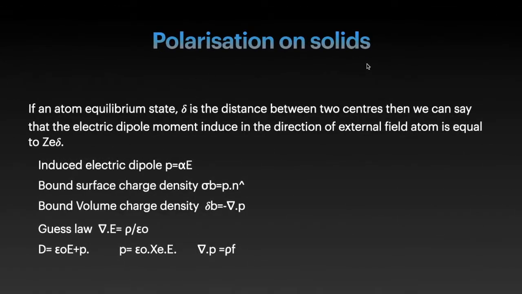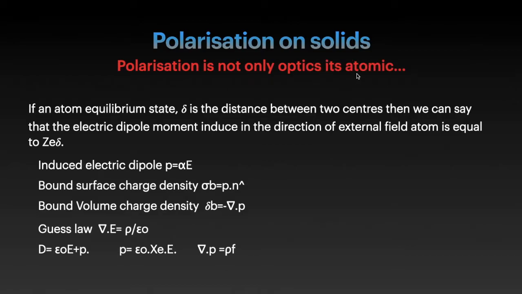In the polarization of solids, polarization is not only optical, it is atomic. If an atom is in equilibrium state, and delta is the distance between the two centers, then we can say that the electric dipole moment induced in the direction of the external field in the atom is equal to Ze delta. In induced electric dipole, P is alpha E.